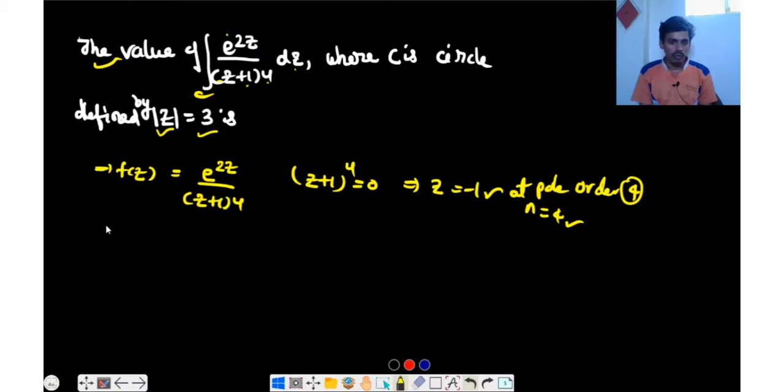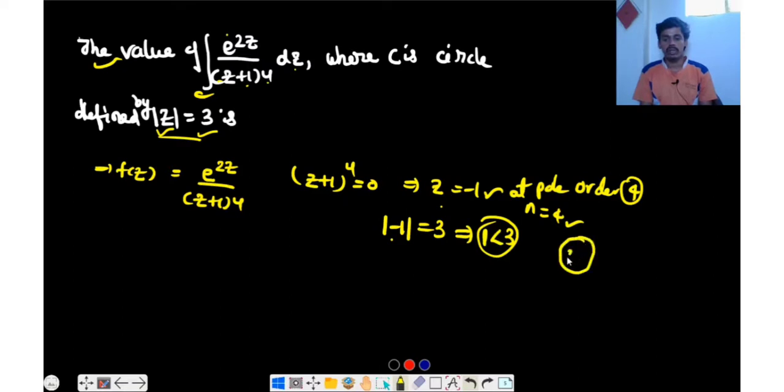Okay, now is it inside or outside? How to know? Using this equation already defined, mod z is equal to 3. Now we'll substitute z equal to minus 1. The mod of minus 1 is a positive 1, which is less than 3. Less than 3 means the pole z is equal to minus 1 of order 4 is inside the circle, which means the pole exists.